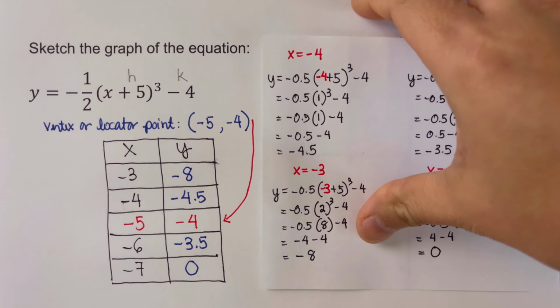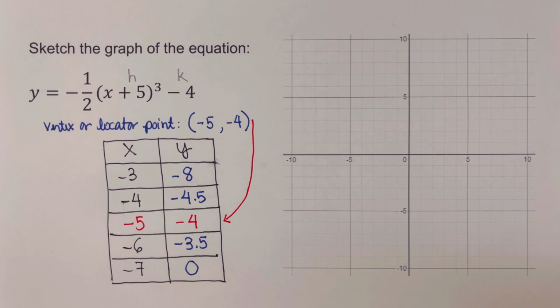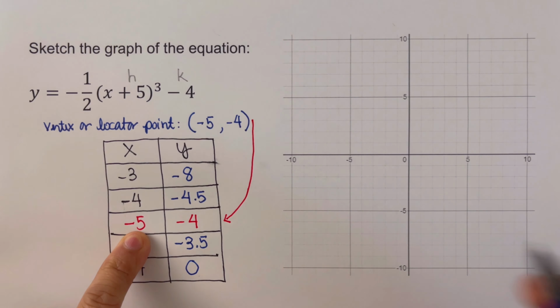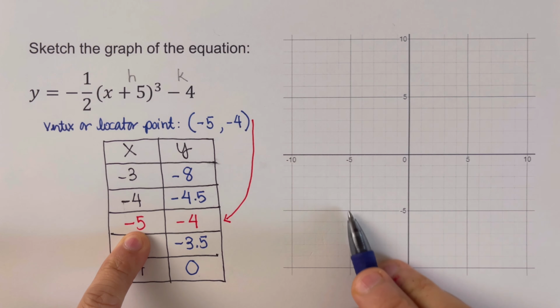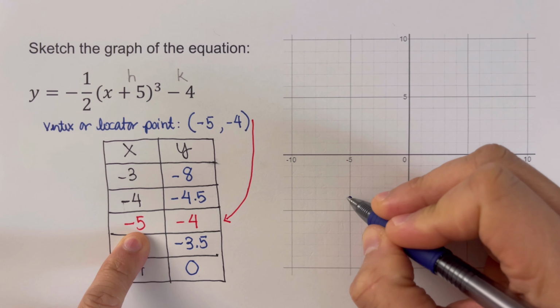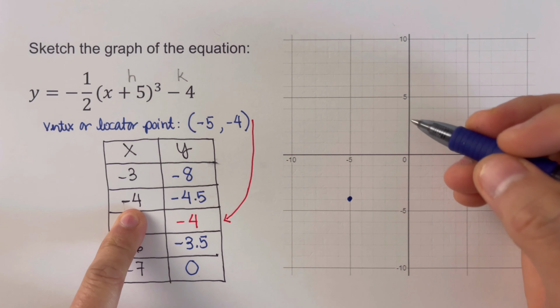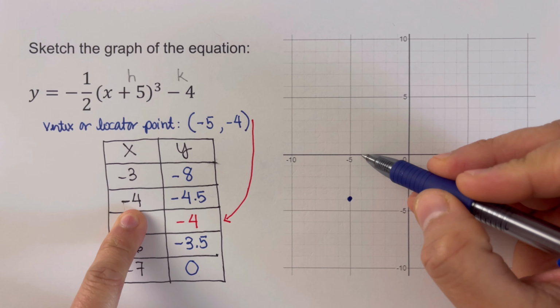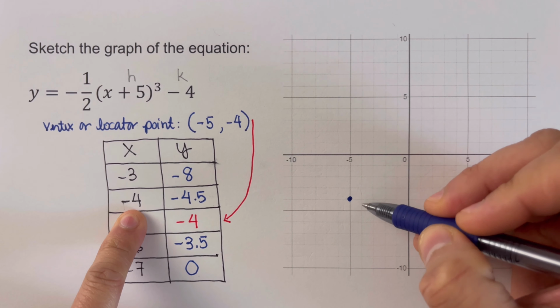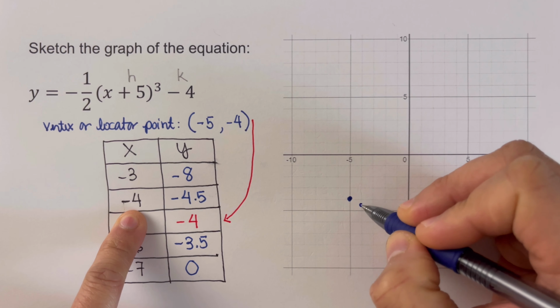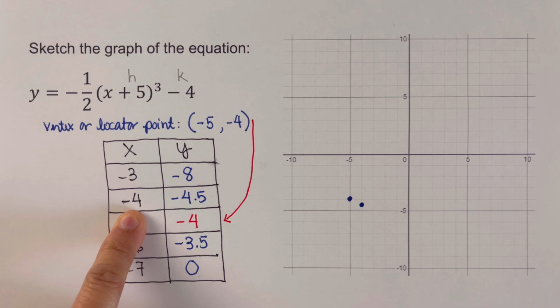The next step is to sketch the graph. So we start from the vertex. Again, you can start anywhere. We start from the vertex here, negative 5, negative 4. So that would be negative 5 down here, and then we go down to negative 4. So this is our vertex right here. The next dot is negative 4 and negative 4.5. So negative 4 and negative 4.5 is down here in between the negative 4 and negative 5. So this is our negative 4.5.